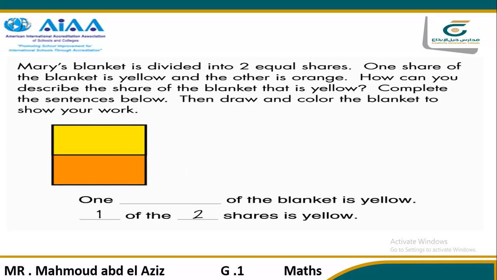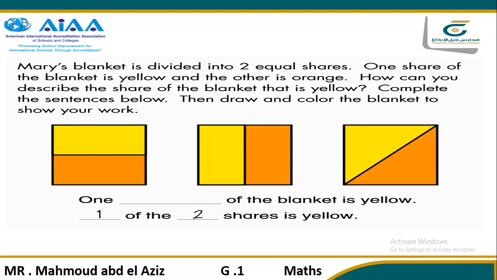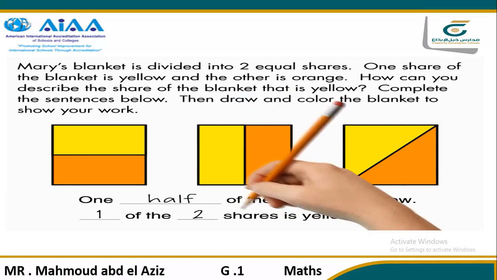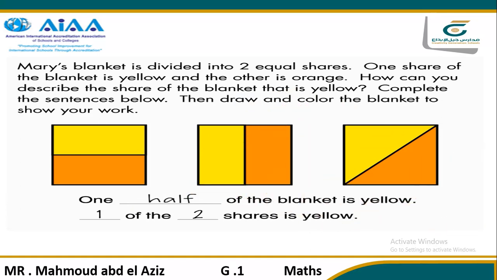Listen and look for other students who model the problem with a different picture. They may divide the blanket into two equal shares vertically, or by drawing a diagonal line across the blanket. In completing the sentences, these students use the name for one of two equal shares, half. These students demonstrate an understanding of how to model a real-world problem involving equal shares of a whole. This lays the foundation for work with expressing equal shares as fractions later on.